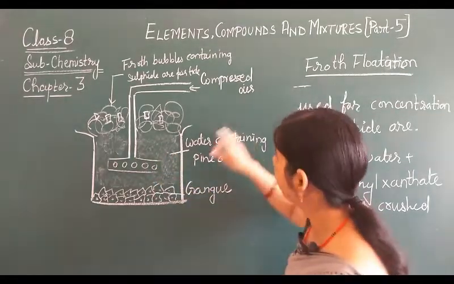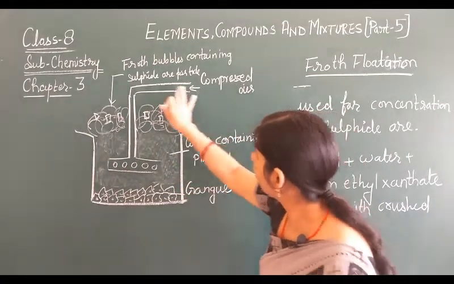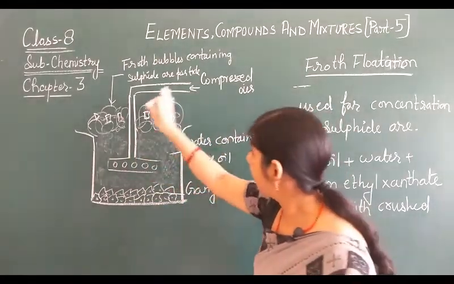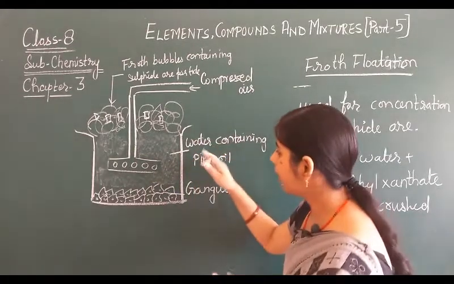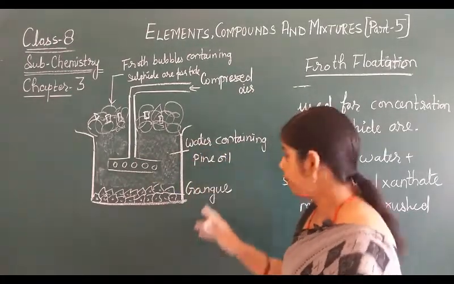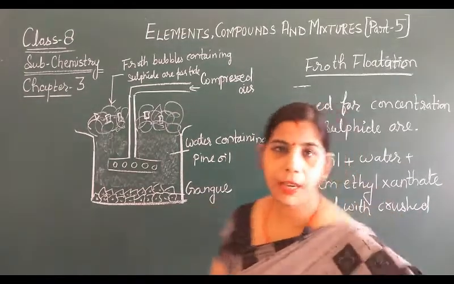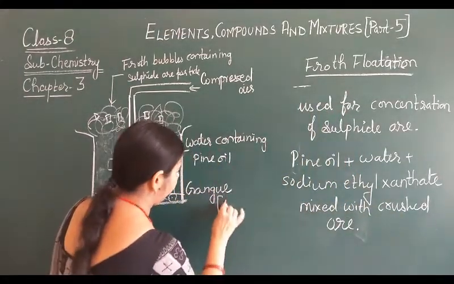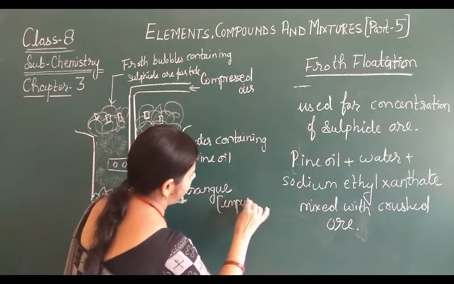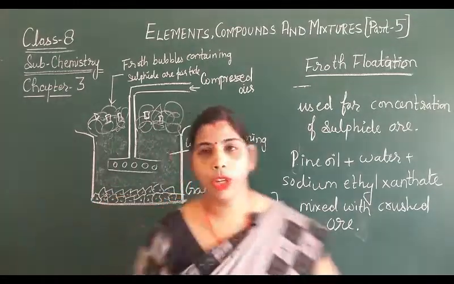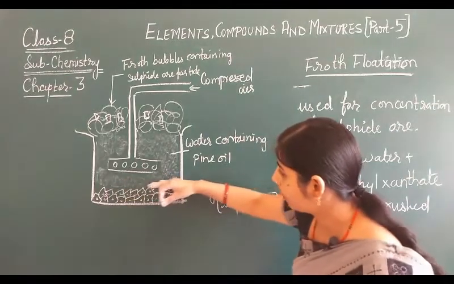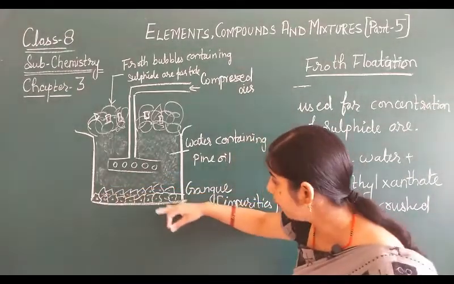Now when this mixture is filled in the tank, compressed air is passed. As soon as the compressed air passes, water, which is a wetting agent, wets the heavier particles, and the gangue, which is the impurities, become heavy with water and settle at the base.